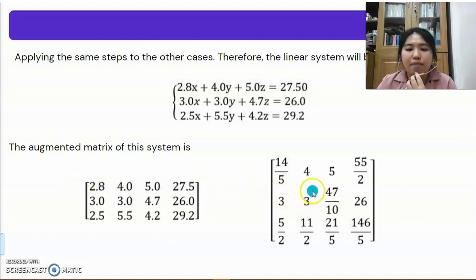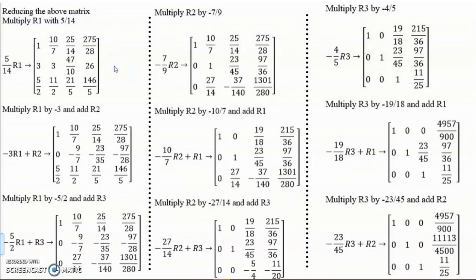The right-hand side matrix is the fraction form of the left-hand side matrix. Next, we reduce the matrix to row echelon form. First, we multiply the first row by 5/14 to get the new first row, which is 1, 10/7, 25/14, and 275/28.